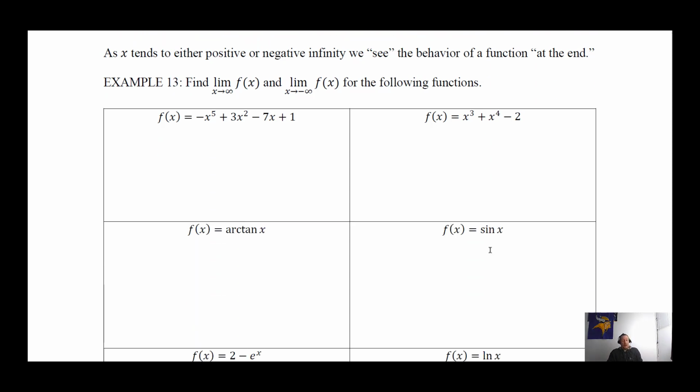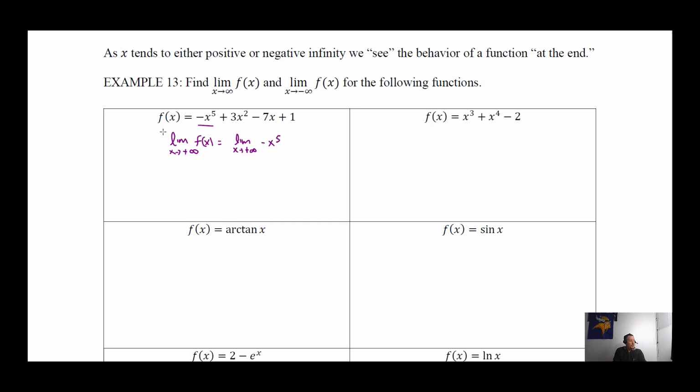Okay, going through here, where I can, I'm going to analyze these by what I call dominant term analysis, looking at what's kind of dominating. So with the f of x function provided here, negative x to the fifth plus 3x squared minus 7x plus 1, the first part, negative x to the fifth, really dominates this function. So the limit as x approaches positive infinity of f of x is going to be the same as the limit as x approaches positive infinity of the function negative x to the fifth.